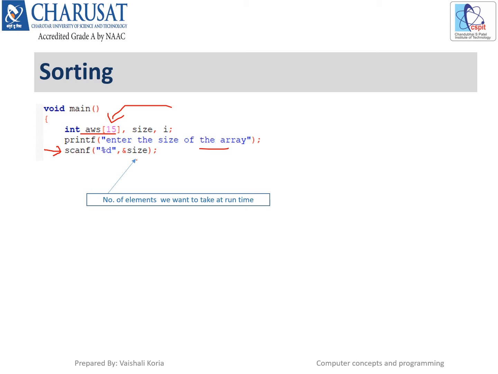Okay, so we may not have the entire 15 roll numbers, we may have 4, 5, 6, any number of elements, right? So at runtime, we can decide the size of the array for which we want to execute the program. That size is entered here using the scanf. So we have to print the appropriate message first, to enter the size of the array, and then we have to use the scanf to take the value from the user.